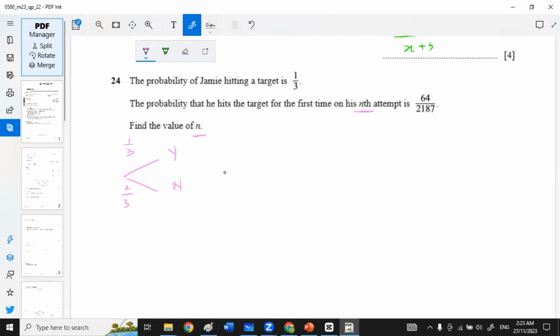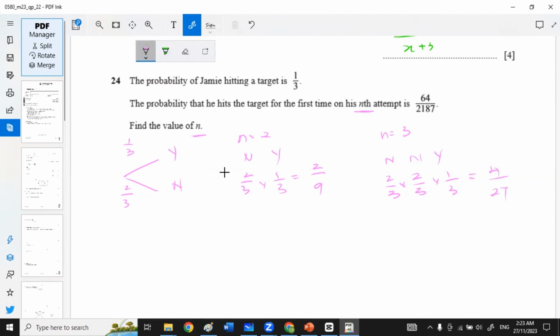Okay, so let's try with n equal to 2. Okay, that means it's no and yes. So it's 2 over 3 and 1 over 3. You times, you should get 2 over 9. How about n is equal to 3? So it's no, no, and yes. So it's 2 over 3 times 2 over 3 times 1 over 3. You should get 4 over 27.